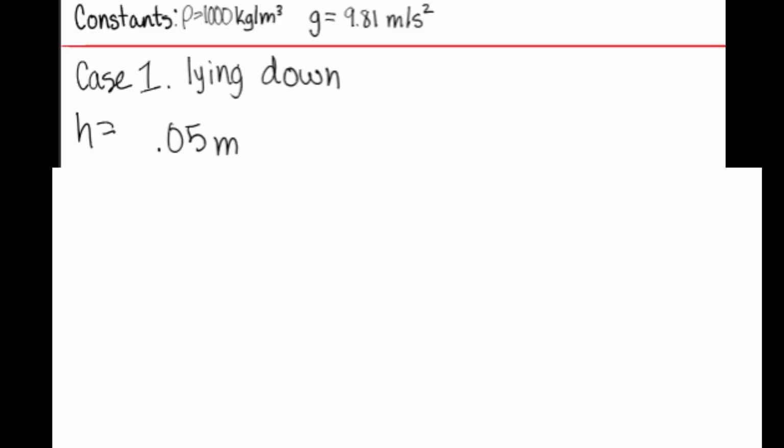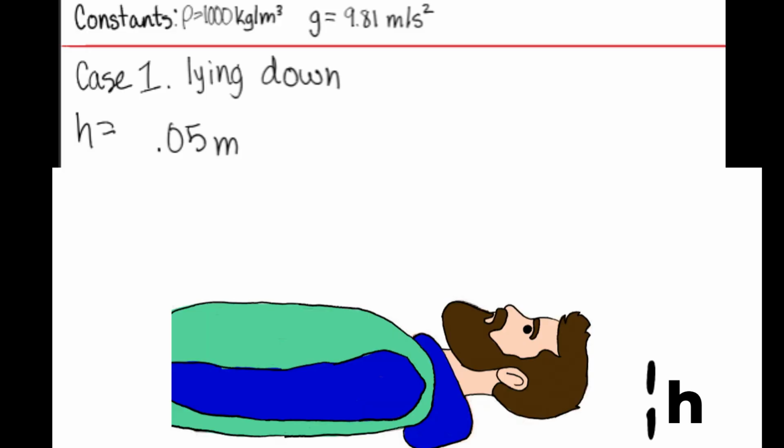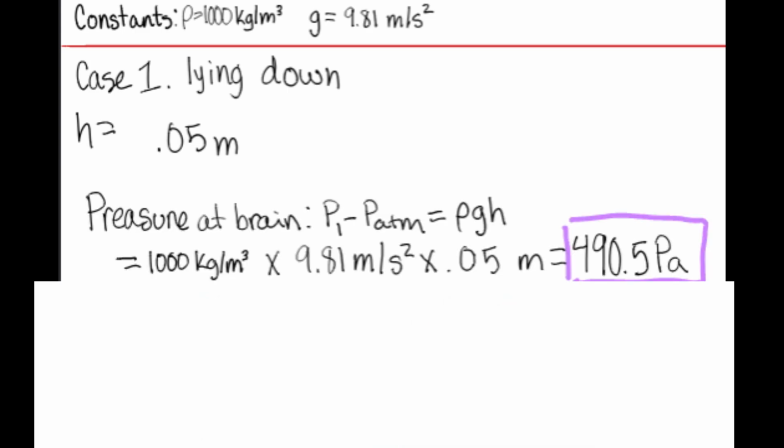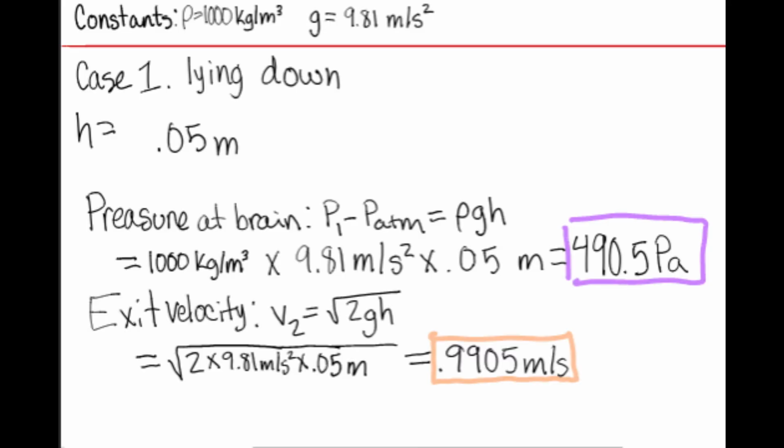When lying down, the vertical distance between the brain and the leak is small. So let's choose 0.05 meters as the distance. We can calculate the pressure using our simplified equation, where P1 minus atmospheric pressure is equal to rho times g times H. When plugging in our constants, our density of spinal fluid and gravity constant, we then get the exit pressure. We can then calculate the exit velocity by taking the square root of 2 times g times H. So when lying down, our pressure on the brain is 490.5 pascals, and our exit velocity is 0.9905 meters per second.